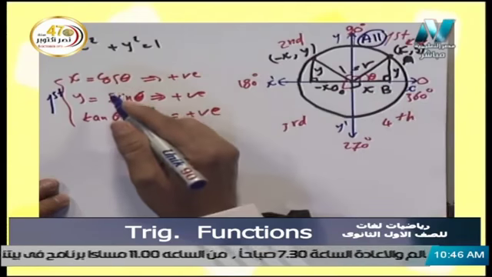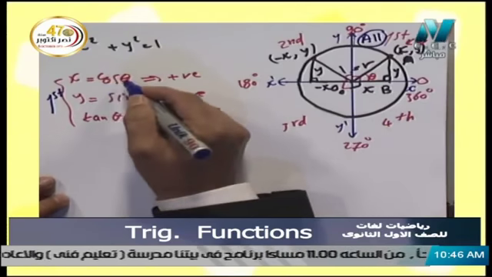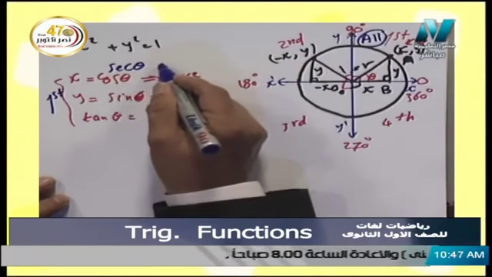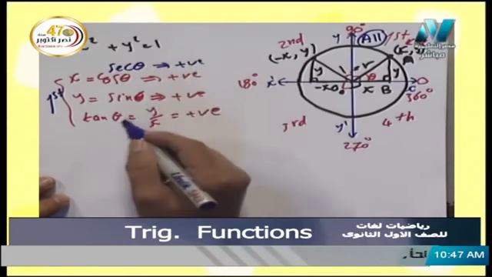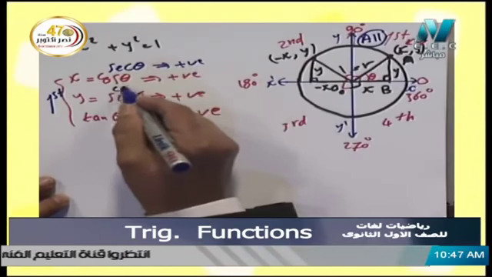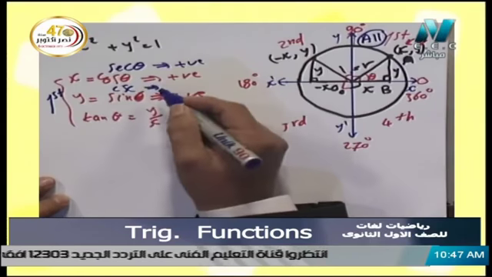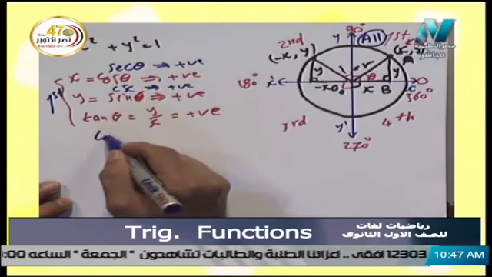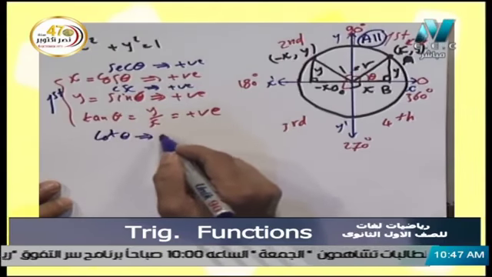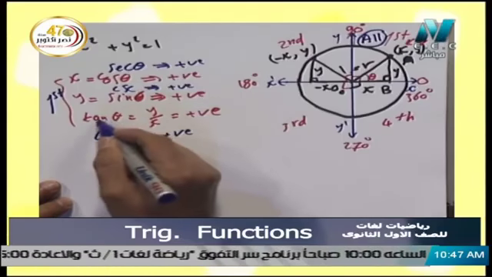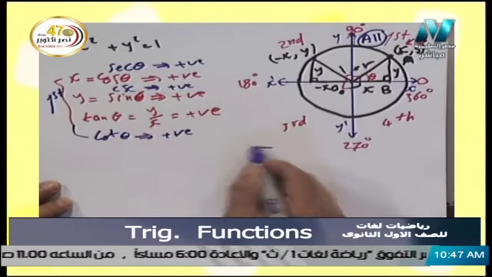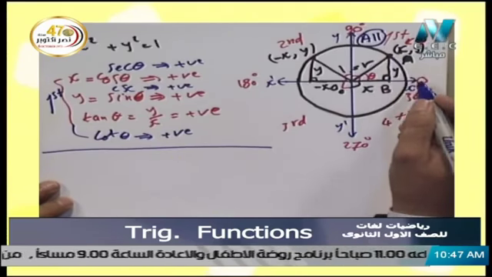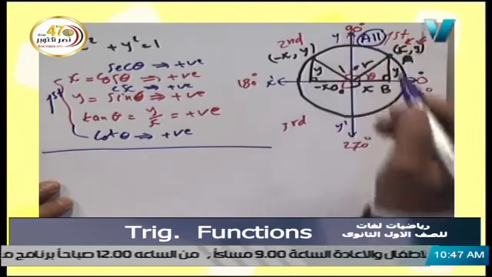And of course, the reciprocal of cosine will be sec, and if cosine is positive, so its sec is positive also. Reciprocal of sine is cosec, so cosec also will be positive because sine is positive. And the reciprocal of tan is cotan, and of course cotan will be positive because its reciprocal, which is tan, is positive. So all trig functions in the first quadrant, which lies between 0 degree and 90 degrees, are positive.